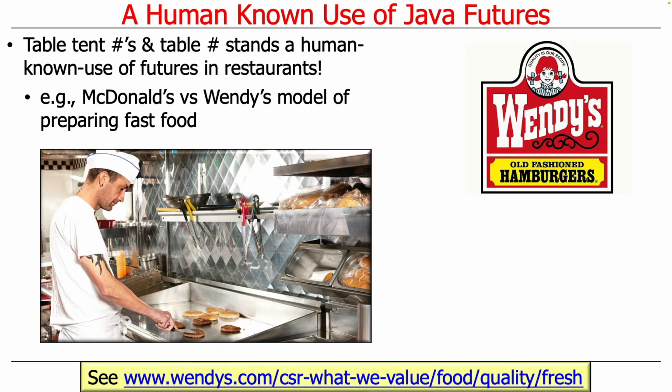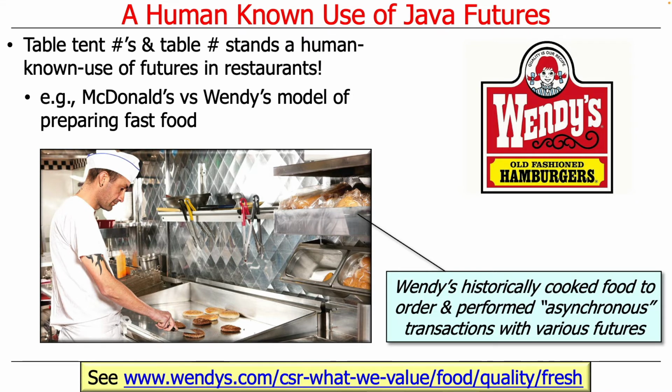An alternative model is the Wendy's model. This was actually one of their selling points at one point. Again, things have changed over the years. But in the Wendy's model, it's cooked to order, and it's done asynchronously. The way it works is you go up to the cash register and order your Wendy's hamburger and whatever else you want, maybe onion rings or whatnot.